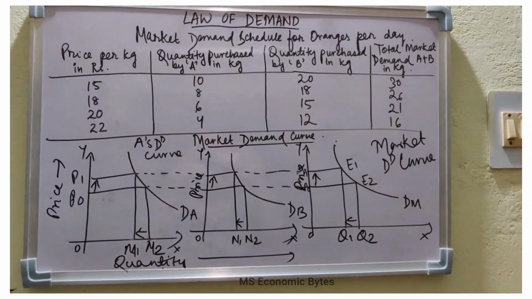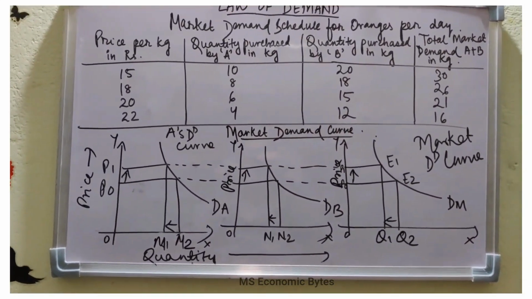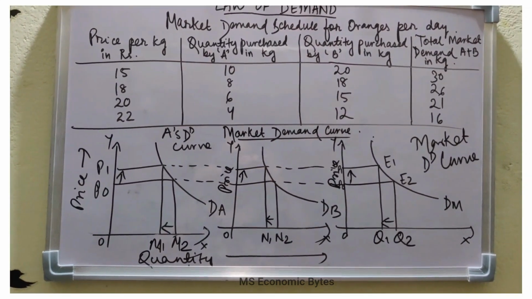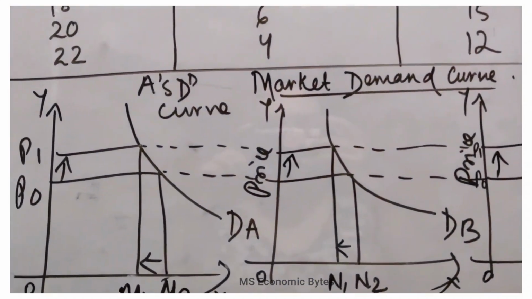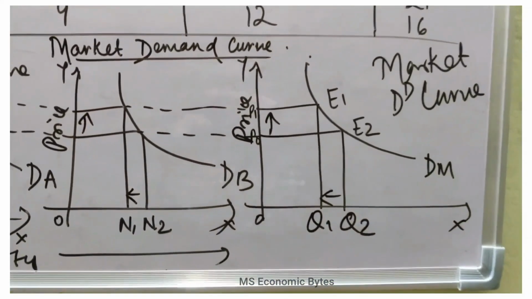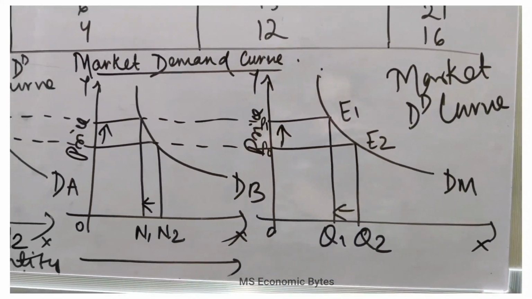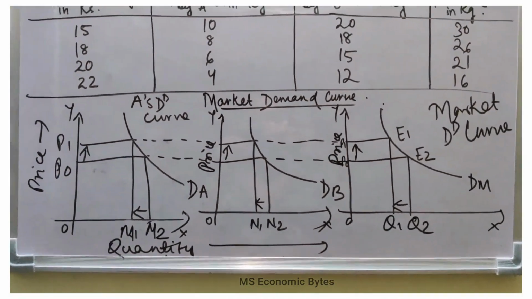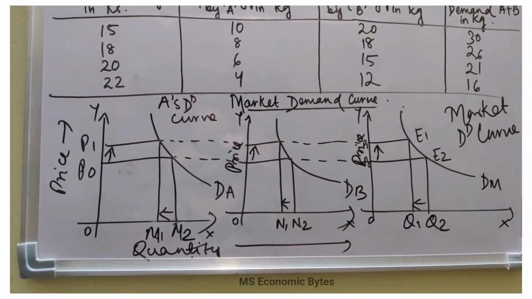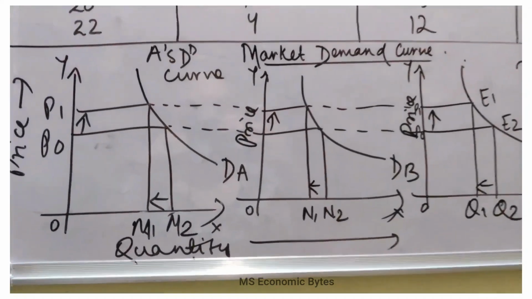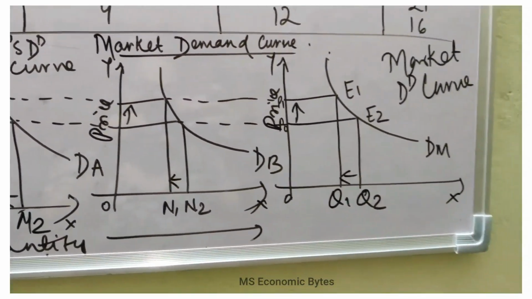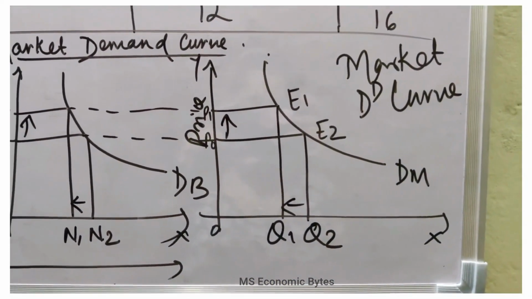Now coming to the market demand curve, which is derived from the individual demand curve. The OX axis represents the quantity demanded of orange, the OY axis represents the price. DA is the individual demand curve of consumer A, DB is the individual demand curve of consumer B, and DM is the market demand curve. Now, suppose the price of orange is P0 initially. Consumer A's demand is denoted by OM2, consumer B's demand is denoted by ON2 and the market demand is denoted by OQ2.